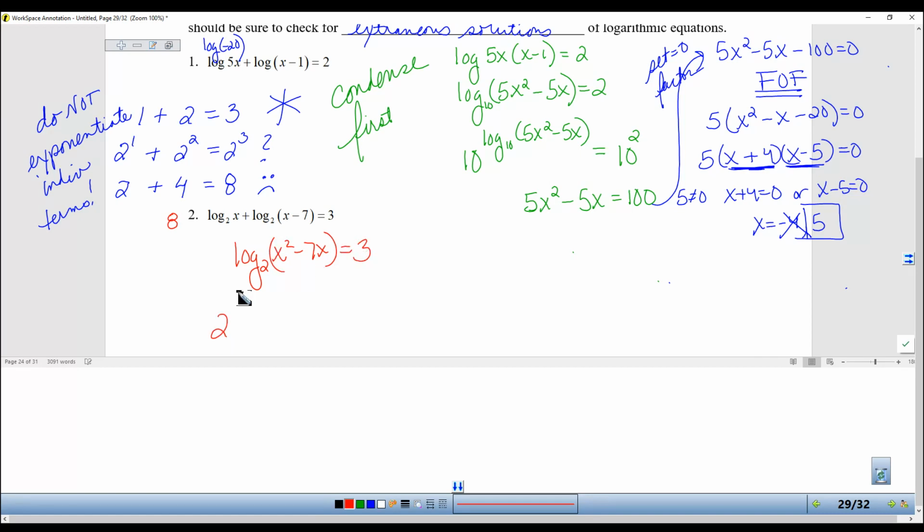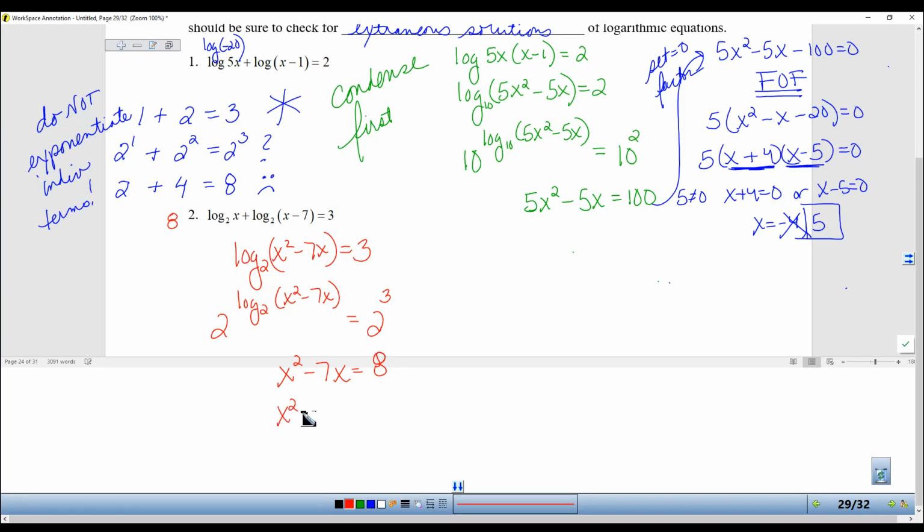I'm going to write that as 2 to the log base 2 of x squared minus 7x is equal to 2 to the 3, which gives me x squared minus 7x is equal to 8. So another common error, I'm not really sure why this is, but a very common error is to only exponentiate this side. People literally just get rid of the log and write x squared minus 7x. You have to do it to both sides to keep it true and correct.